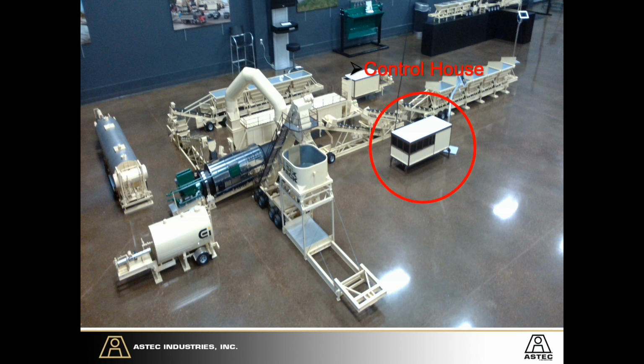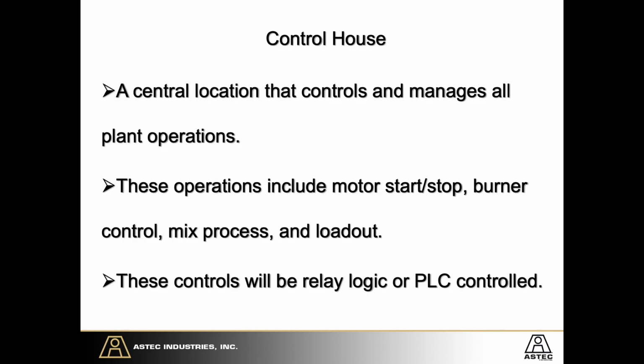At the center of every asphalt plant is a control house. This is the central location for controls. It manages all of the plant operations. These operations include the motor control, start, stop, burner control, mix process, and load out. These controls could either be relay logic or PLC controlled.